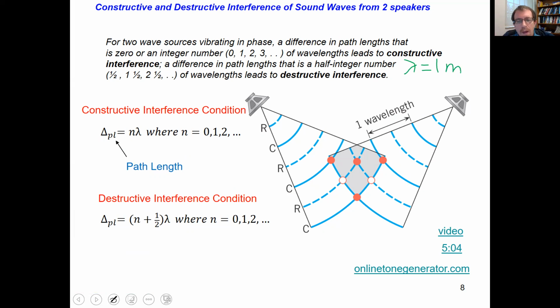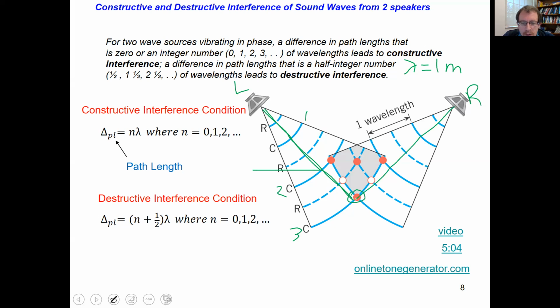Okay, so let's look at maybe this dot right here. It's the one that we kind of looked at already, but I think it'll help to start with that one. So what we can see here, if we start counting how many wavelengths we are away from our left-hand speaker, it looks like we are 1, 2, 3 wavelengths away. And then if we start counting from our right-hand speaker, we are 1, 2, 3 wavelengths away.